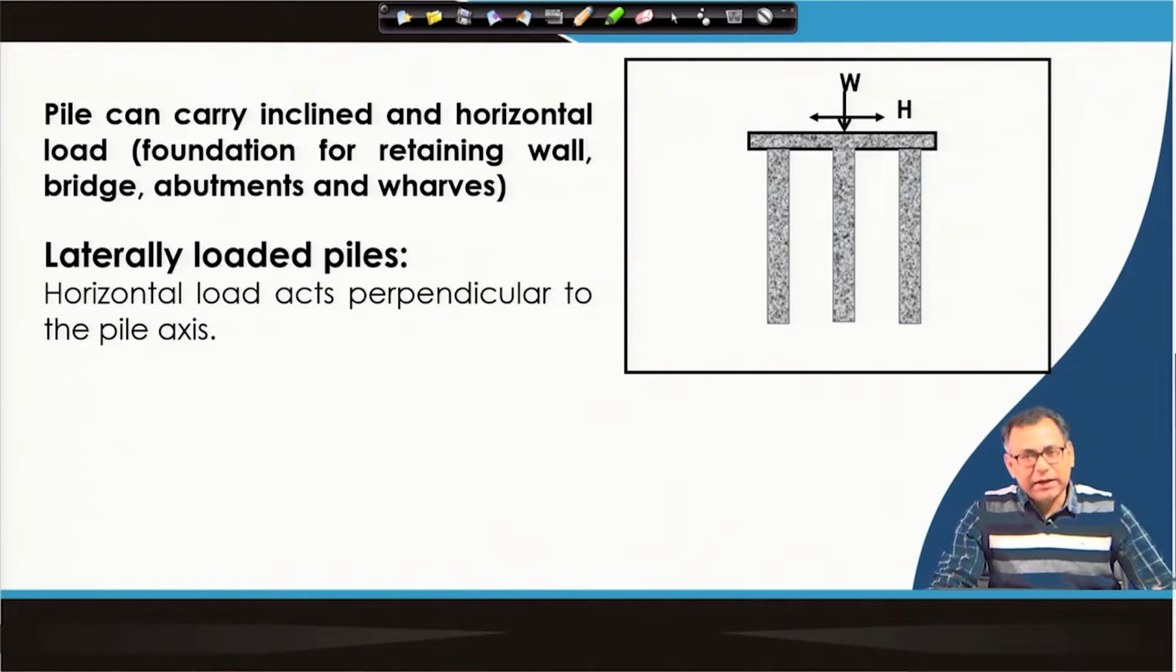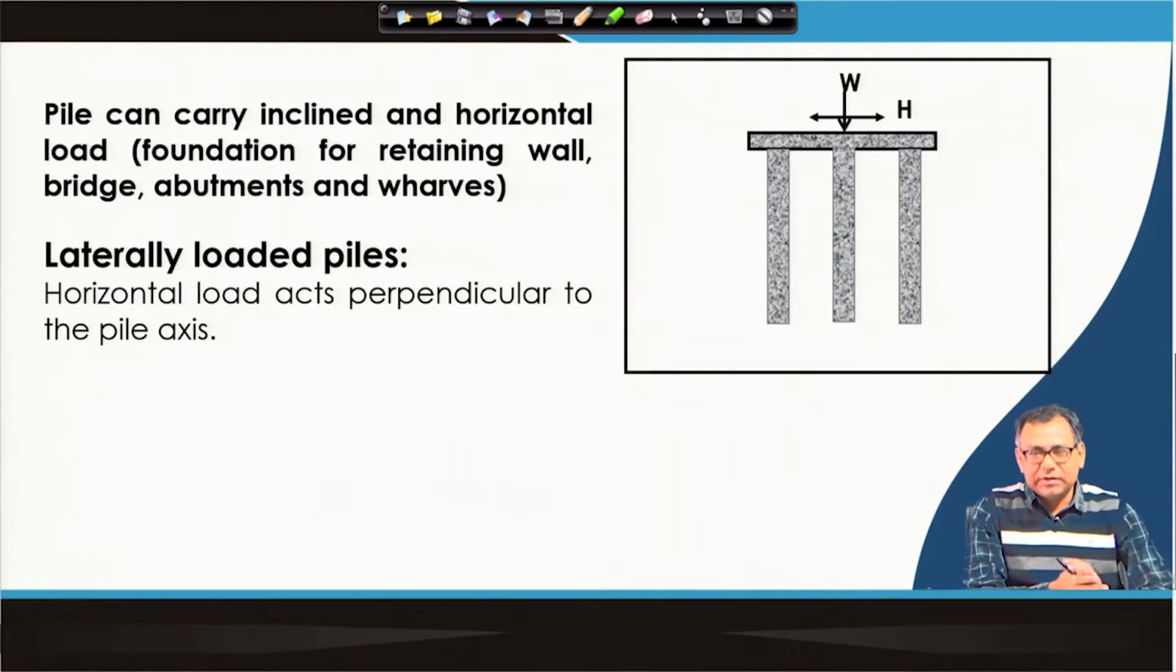That means a pile can carry an inclined load and a horizontal load also. For example, the foundation for a retaining wall, where the lateral or horizontal load will come on the foundation. Then bridge abutments, and if there is a wave coming to the structure, those types of structures will be subjected to horizontal load. Now, if the horizontal load acts perpendicular to the pile axis, I mean if this is the vertical pile axis and the load is acting perpendicular to it, then that type of load is called lateral load, and that type of pile is called a lateral loaded pile.